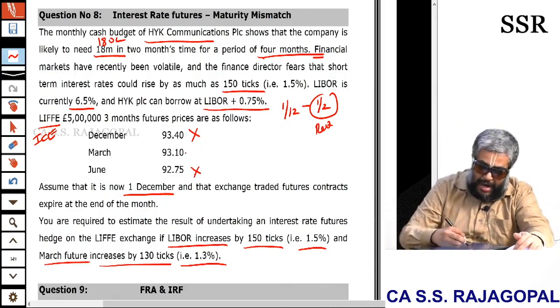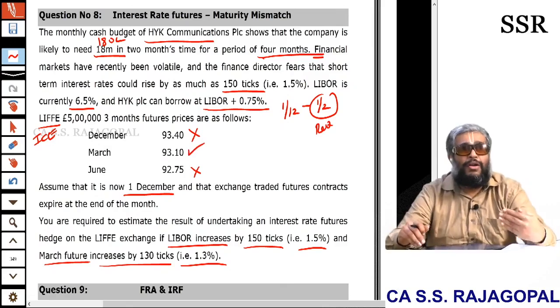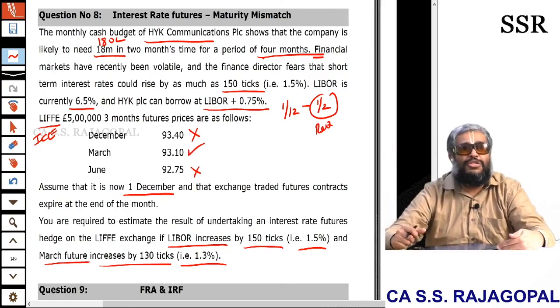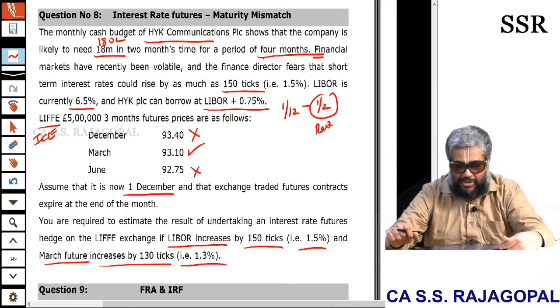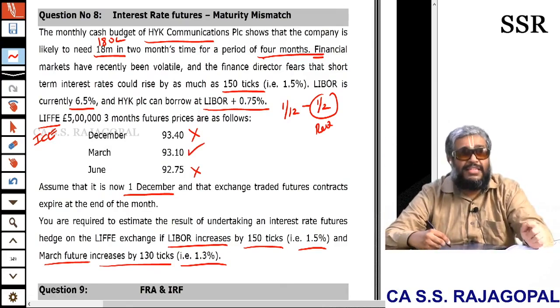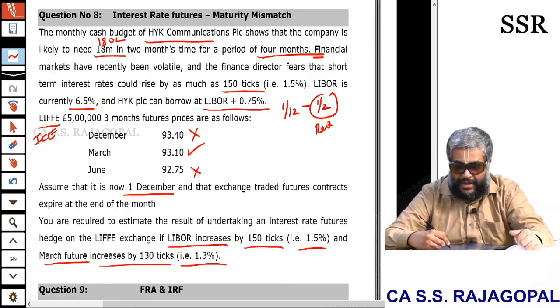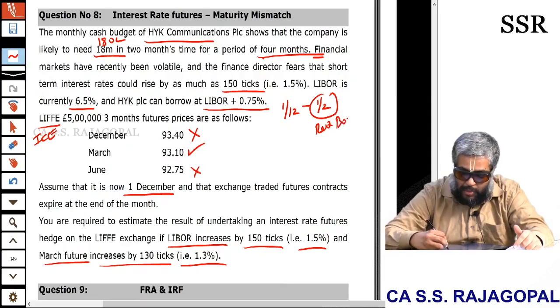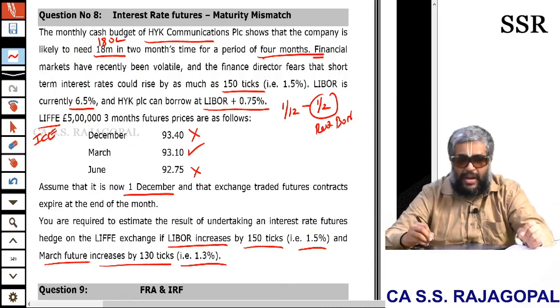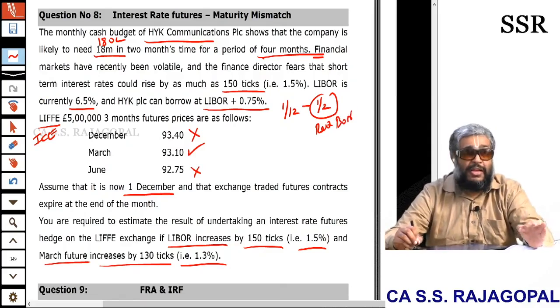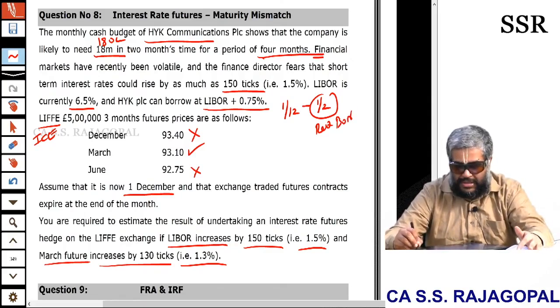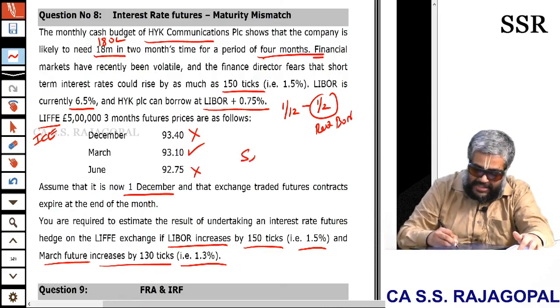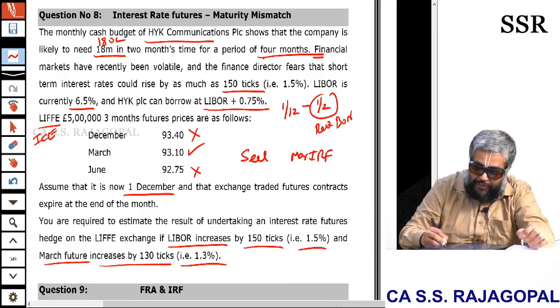But March futures I should be using because on February 1, the near expiring futures contract is the March futures contract. So this HYK Communication, which is going to borrow on February 1, will be selecting March futures. Should you buy futures or sell futures? Sell futures. So the hedging strategy will be to sell March interest rate futures.